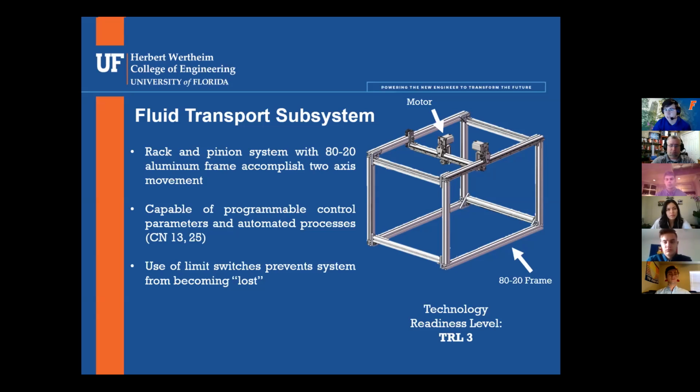The motors that we selected are capable of programmable control and automated processes, which covers customer needs 13 and 25. And the use of limit switches prevents the overall system from becoming lost. For instance, if the system is powered down and the motors are just at some point in space, the system doesn't know where the origin is, our predetermined point of 0, 0. So these limit switches give the system some vision, which allows it to find that origin again once the system is powered back on.